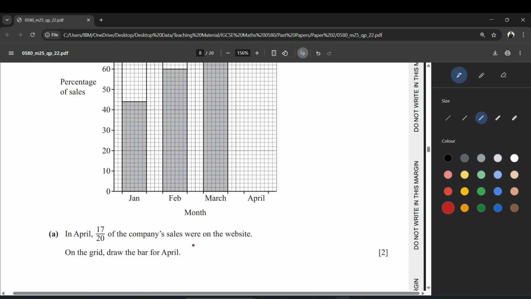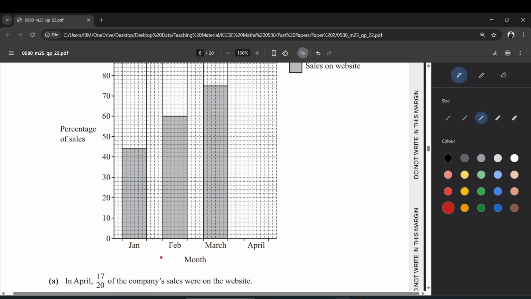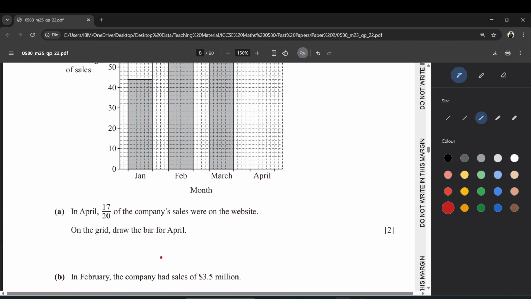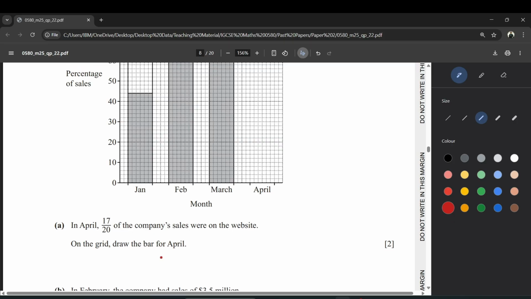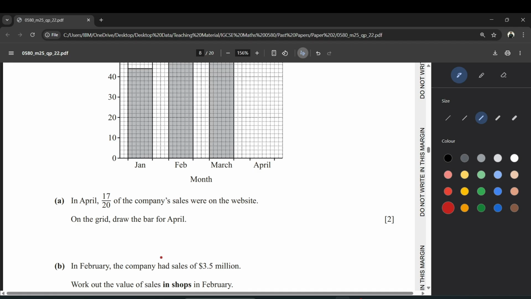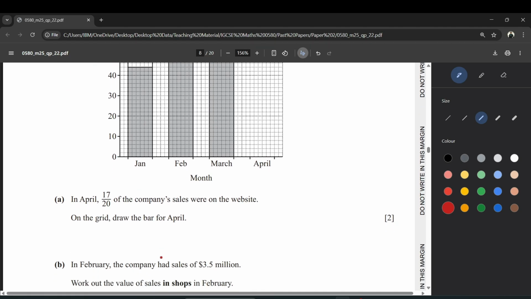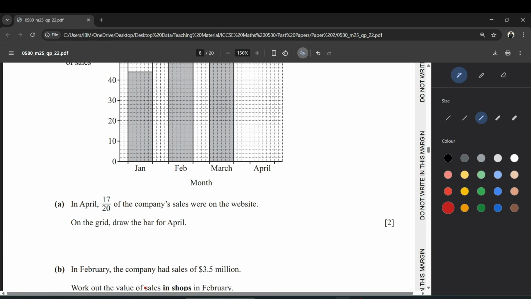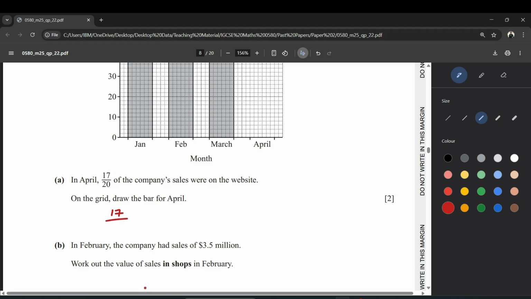Now the question is that in April, 17 upon 20 of the company's sales were on the website. On the grid, draw the bar for April. So it says that 17 upon 20 of the company's sales were on the website. So we need to find out the percentage, right? You can see that on the y-axis we have the percentage of sales. So how do we calculate the percentage from a fraction? 17 upon 20 multiplied by 100.